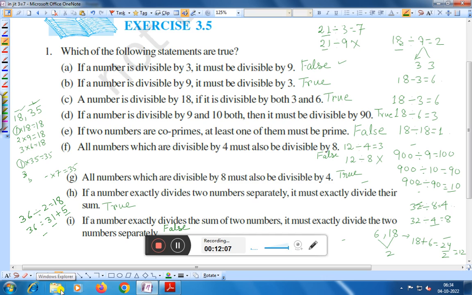If a number exactly divides the sum of two numbers, it must exactly divide the two numbers separately. This is false. Why? Let us take one example, that is 36. 36 is divisible by 2, that is 18. And if we write 36 as 31 plus 5, then 31 and 5 are not divisible by 2. Therefore, this statement is false. This is the solution of question number 1.